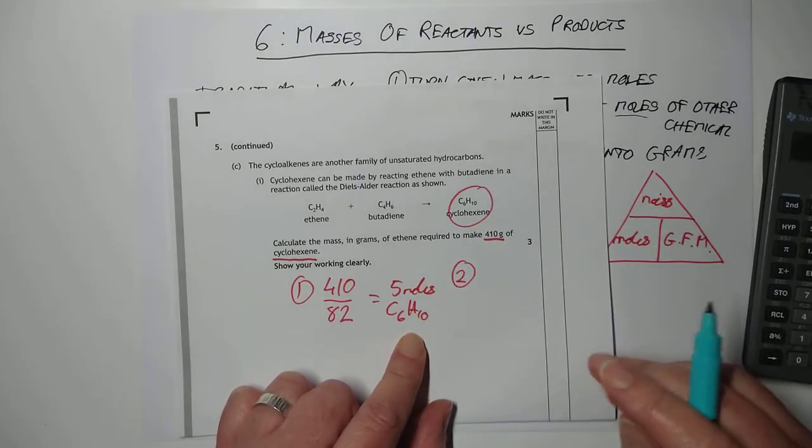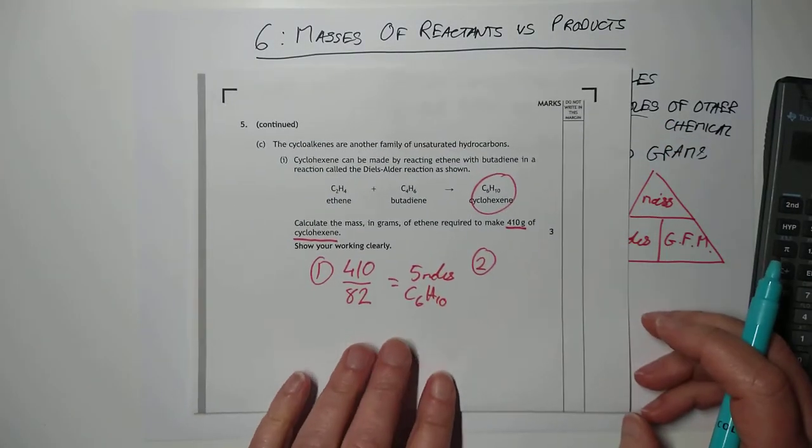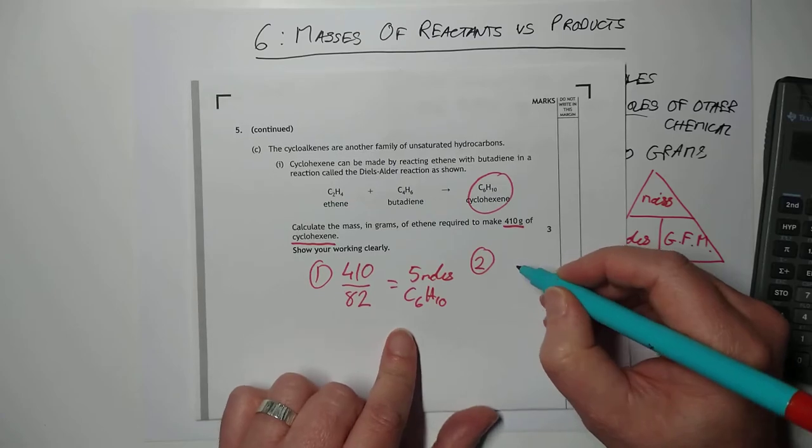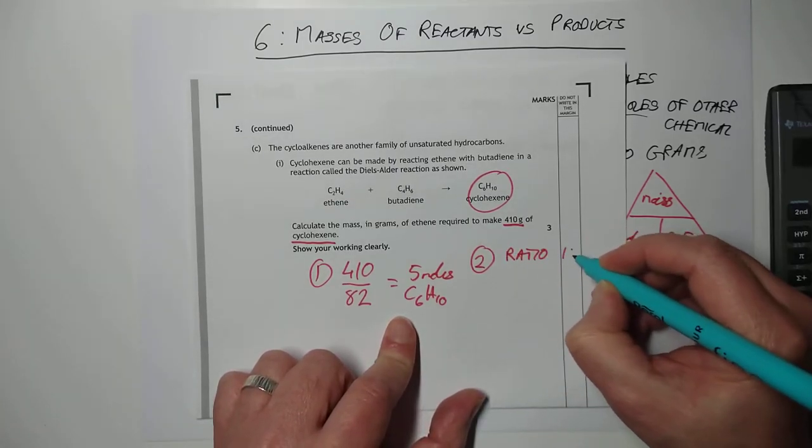Stage two, I said, was to use the mole ratio to work out the moles of the other chemical. Now, this is lovely because it's a nice simple one here. The ratio is simply 1 to 1.